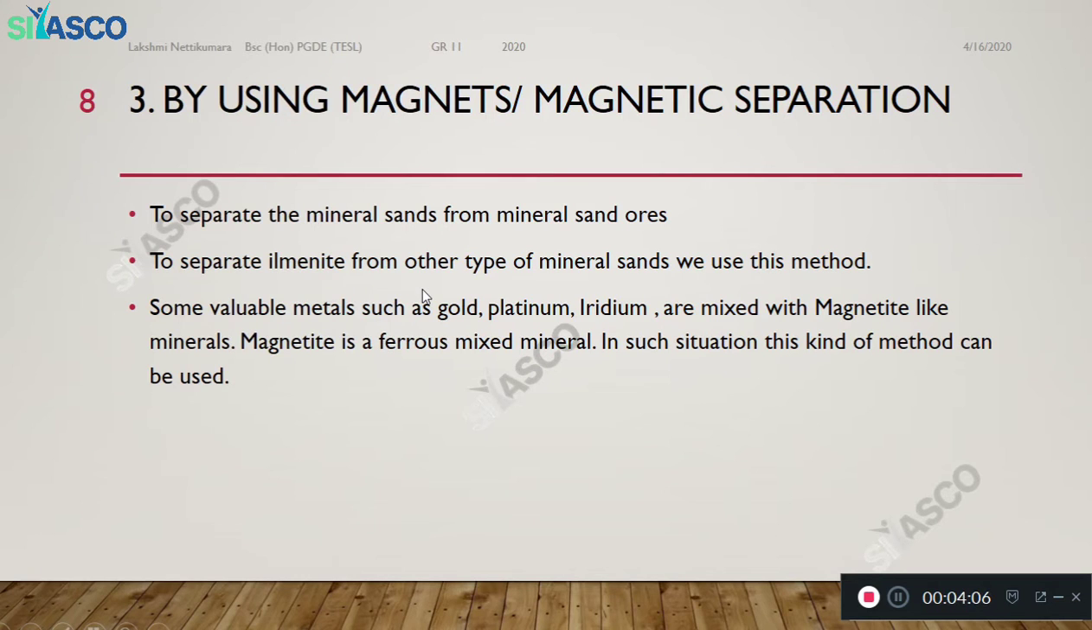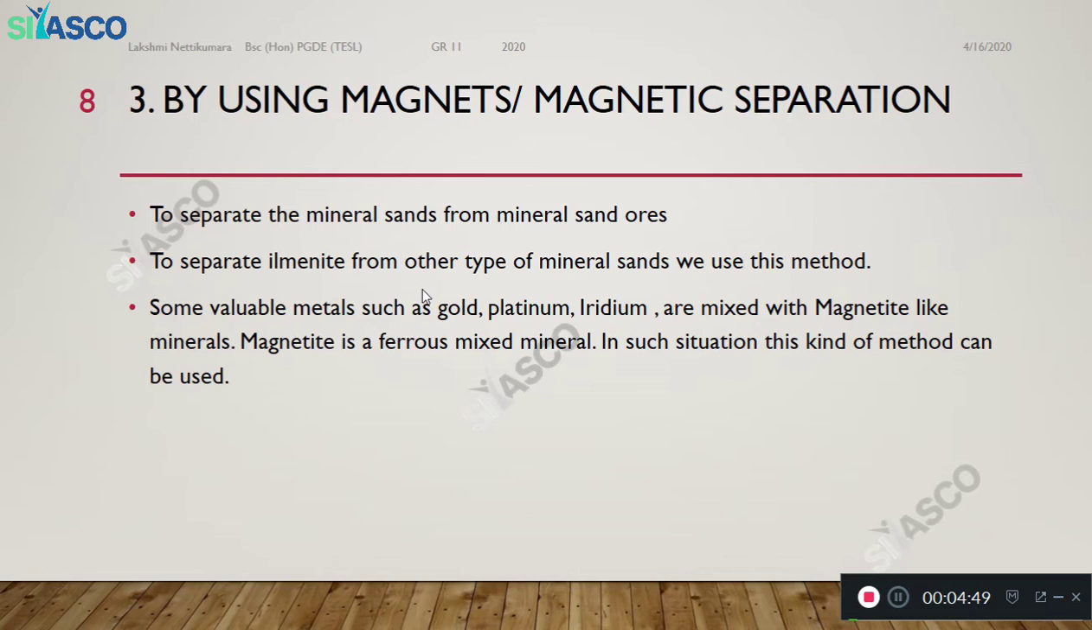The third separation method is magnetic separation. In your lower grades, can you remember that you separated a mixture of iron powder and sulfur by using a magnet? That is a very simple method. But here we use the same concept to separate some constituents from mixtures. Actually, we use this technique to separate some iron containing minerals from mineral sands.